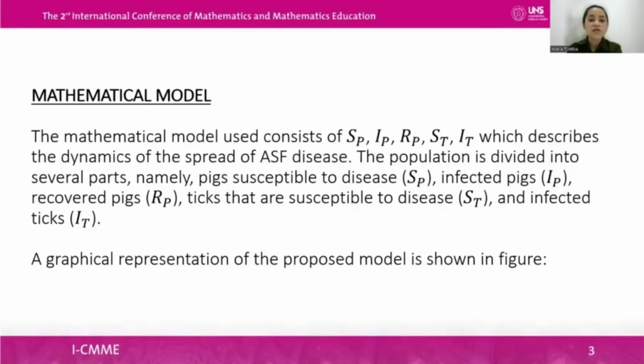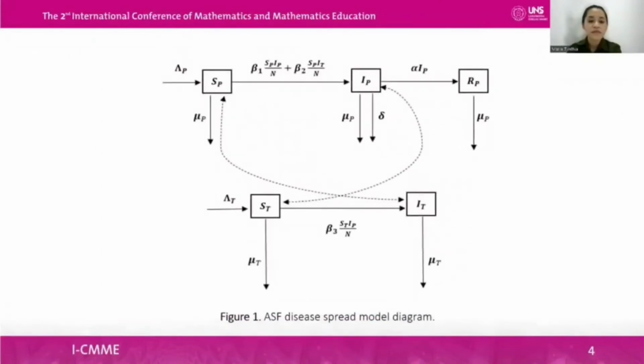The mathematical model used consists of SP, IP, RP, ST, and IT, which describes the dynamics of the spread of ASF disease. The population is divided into several parts, namely pigs susceptible to disease or SP, infected pigs or IP, recovered pigs or RP, ticks that are susceptible to disease or ST, and infected ticks or IT. A graphical representation of the proposed model is shown in Figure 1. Here is the ASF disease spread model diagram.